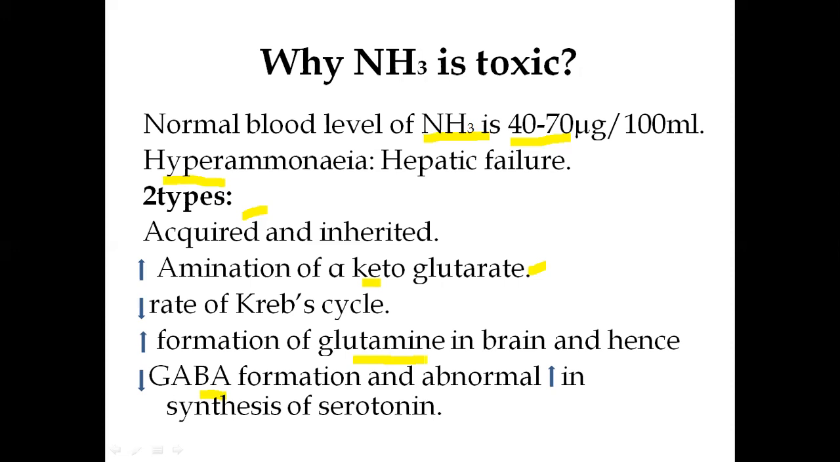And hence, the tryptophan concentration in the brain cell increases, which leads to an abnormal increase in the synthesis of a very important neurotransmitter, that is serotonin. So decreased GABA formation and increased synthesis of serotonin takes place inside the brain cell. So increased ammonia affects the functioning of the brain cells. At the same time, it decreases the rate of Krebs cycle.